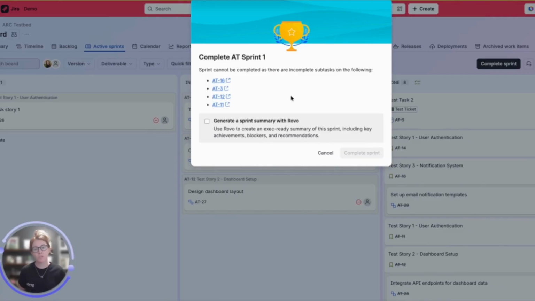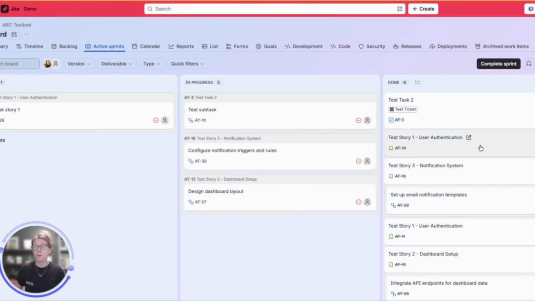I will not be able to complete or close out this sprint until I go ahead and move any of the parents that are related to these subtasks back to an in-progress state or complete the subtasks and resolve them.